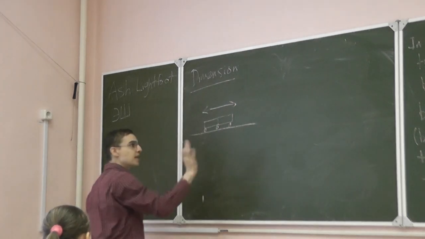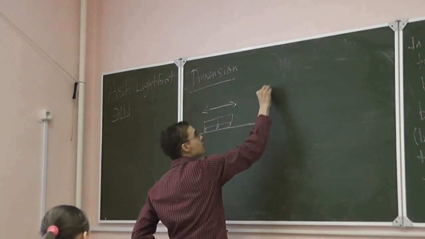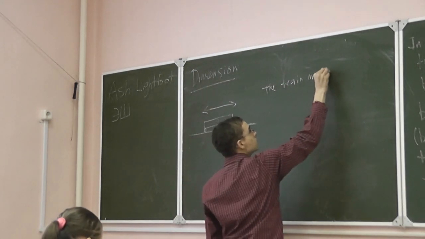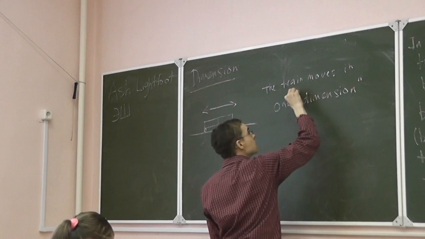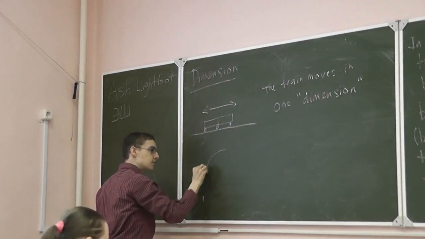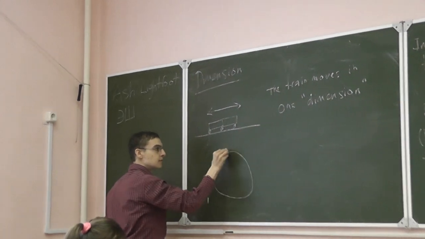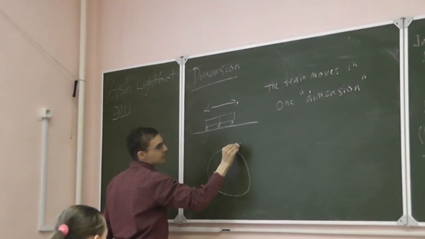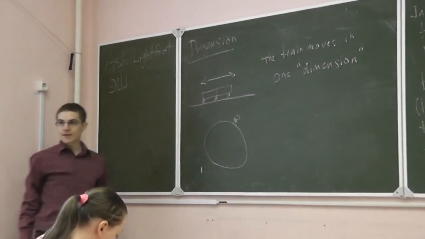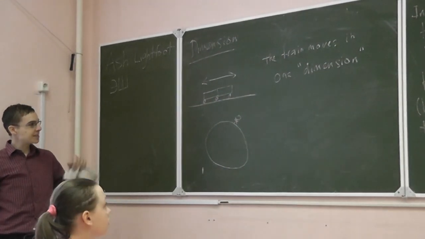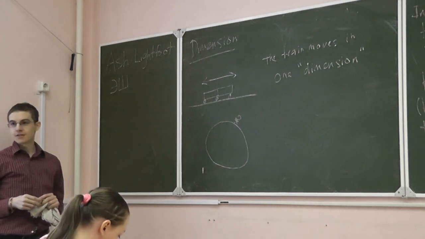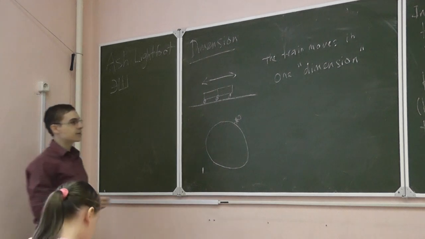So you would say the train moves in one dimension. Okay, what if the train or you were on a circle? Imagine you here, on the edge of the circle, you've been shrunken down. How many directions can you go on the circle? Still one direction, just go forward and back.